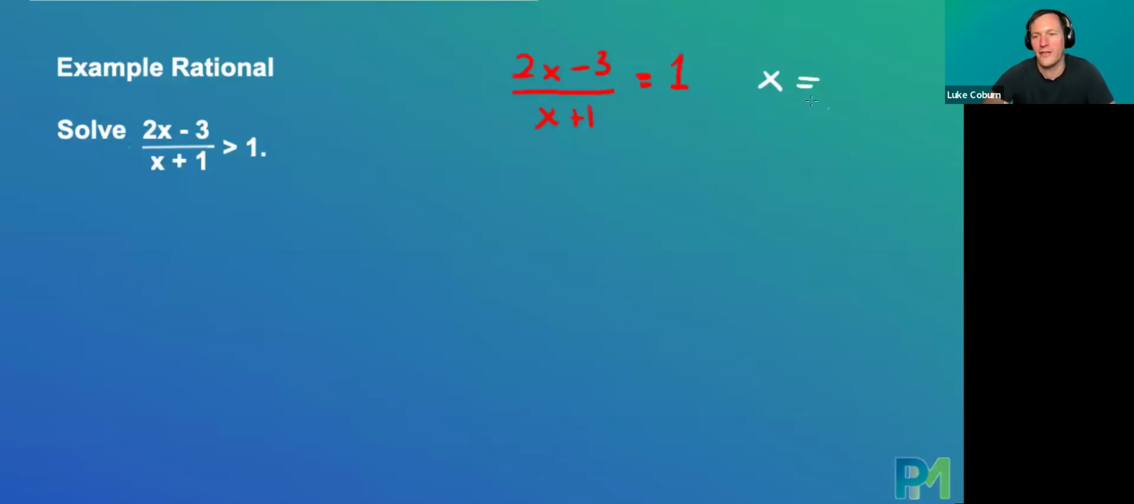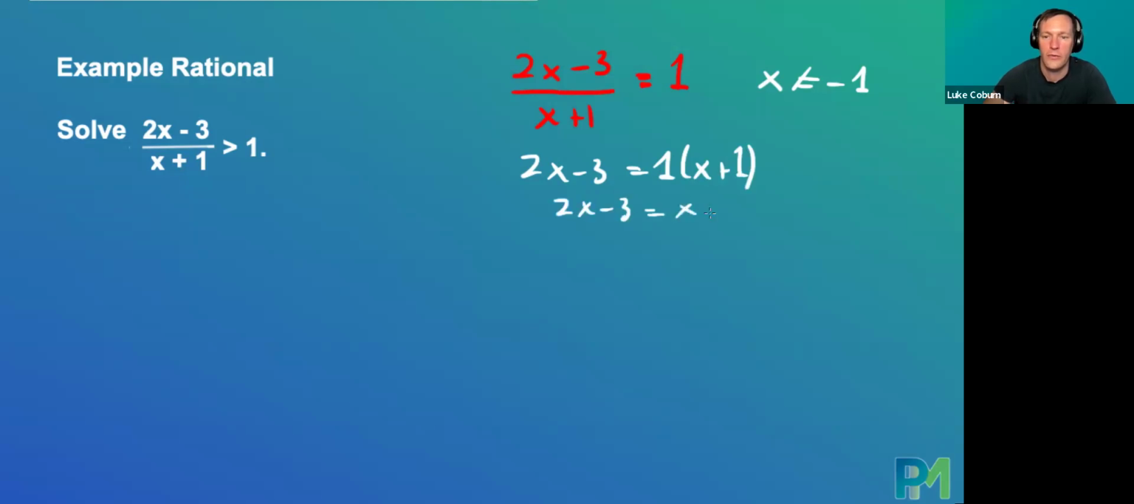Sorry, we'd have to say x is not equal to -1. Why? Because -1 and +1 would give a 0 below the line, and then we'd be dividing by 0. Okay, now if we had that, we would just multiply across. 2x minus 3 is equal to 1 times x plus 1, and this is 2x minus 3 is equal to x plus 1, and so on. And you would solve it then.